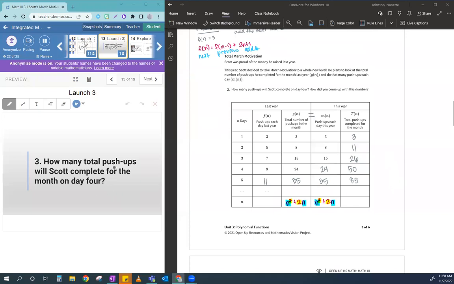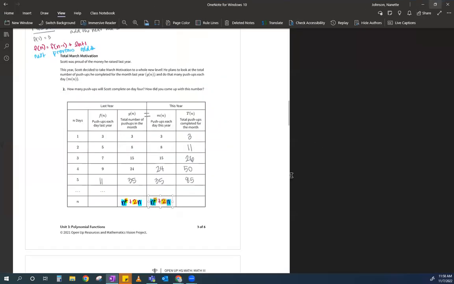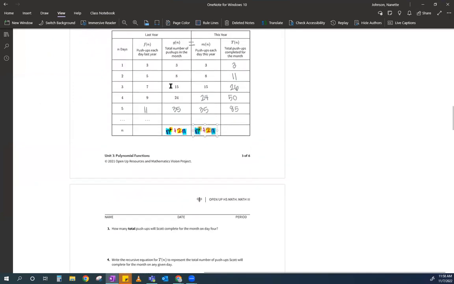Okay, so I figured it out. Push-ups on total day 4, we're good. Everybody okay with this? Everybody good? Okay, very good. So let me move on then. So then the next slide says, okay, and then it's really small. I can't read that, so I'm going to just jump over here. This says, how many total push-ups did Scott complete for the month on day 4? We figured that out. That's 50.